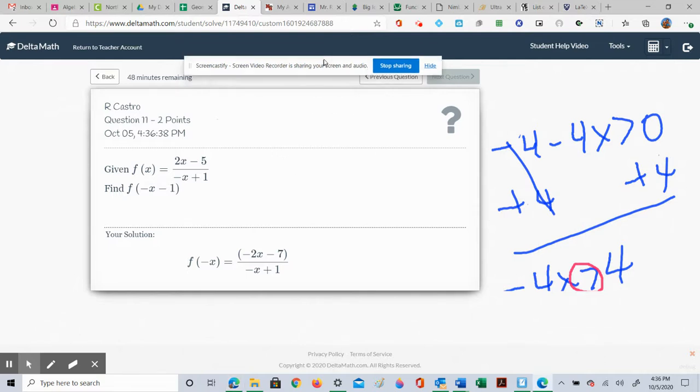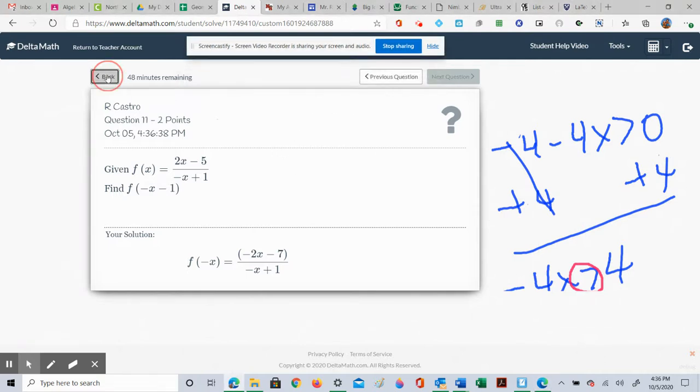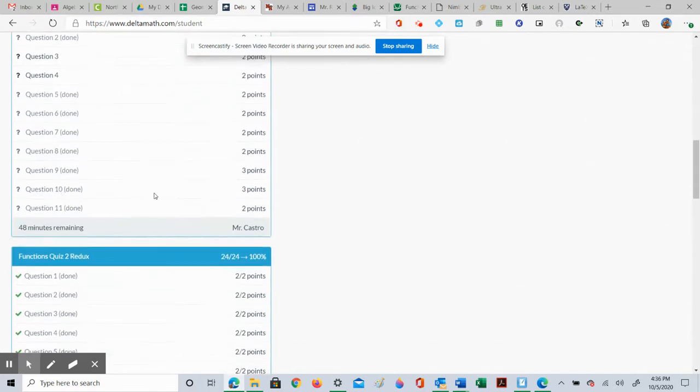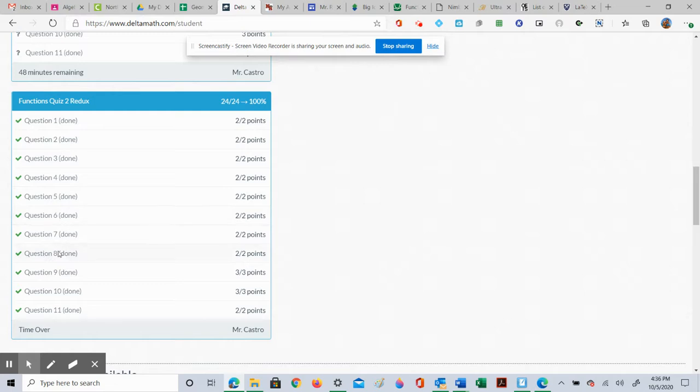And we're done. Right? Back. Where is it? All green checks. It'll show you what you got at the end of the test. So I got everything right. Oh boy, I got 100. 24 out of 24. So that's what it is, ladies and gentlemen.